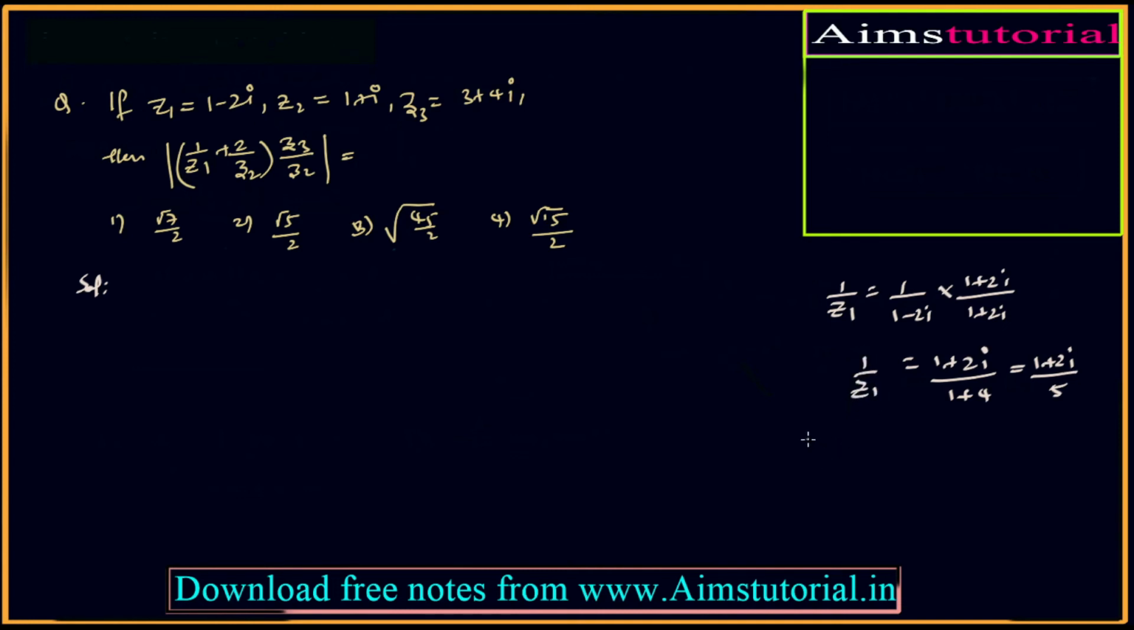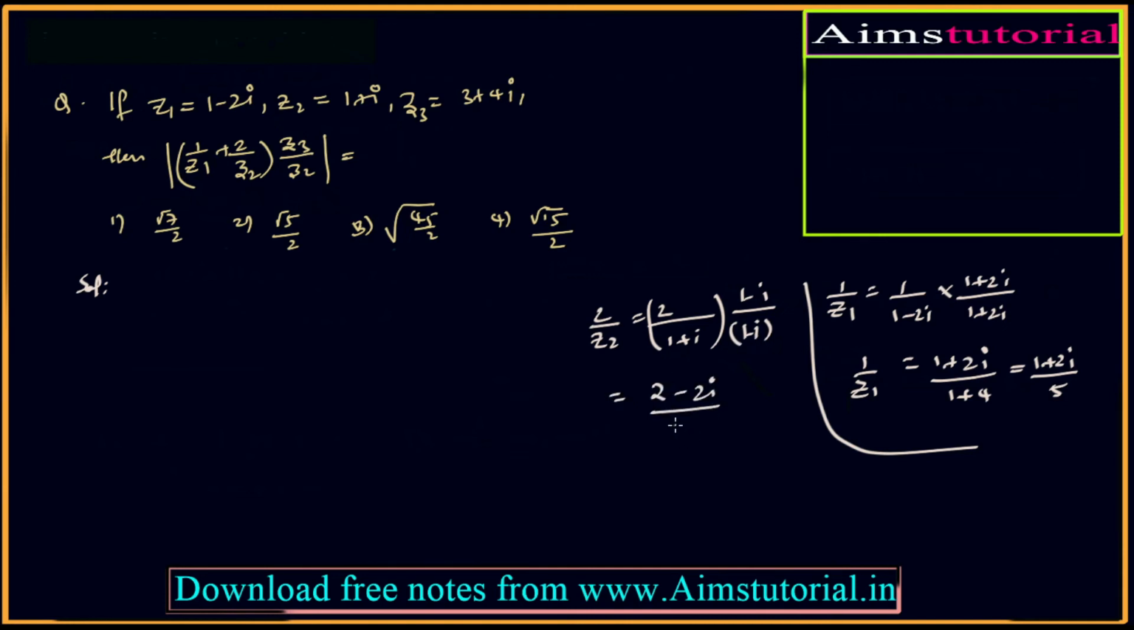Now next one, calculate 2 by z2. That is 2 by z2, which is 1 plus i. Now multiply and divide with 1 minus i. So numerator 2 1s are 2, minus 2i, denominator a square plus b square, 1 plus 1. So we can write (2 minus 2i) by 2, or simply 1 minus i.